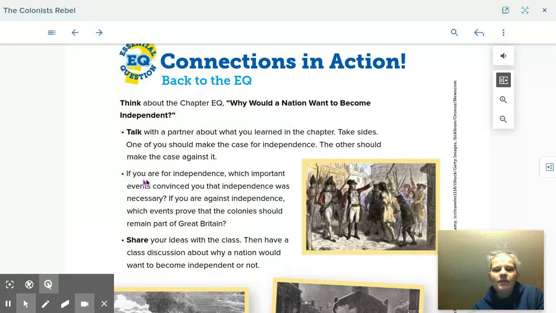And if you're for independence, which important event convinced you that independence was necessary? And then if you're against independence, think about which events prove that the colonies should remain part of Great Britain. So again, this is just you kind of thinking about these ideas. Now I want you to share your idea with me. So whether you chose independence or against independence, in the short answer box here, I want you to tell me which one you chose and why.